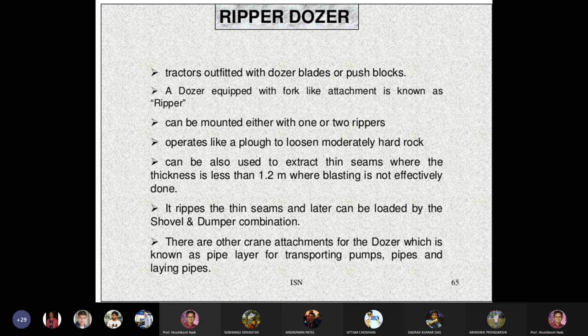A dozer equipped with a fork-like attachment is known as a ripper. It can be mounted with either one or two rippers and operates like a plow to loosen moderately hard rock. It can also be used to extract thin seams where the thickness is less than 1.2 meter, where blasting is not effectively done. It rips the thin seams and the latter can be loaded by the shovel and dumper combination. There are other crane attachments for the dozer, known as a pipe layer, for transporting pumps, pipes, and laying pipes.